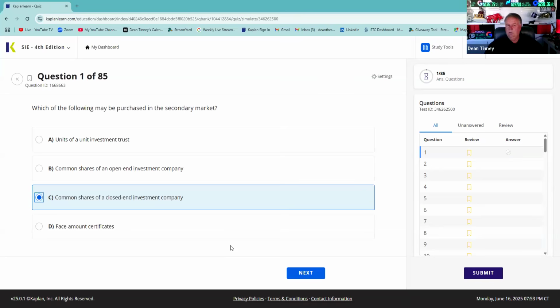Now I have a video that contrasts open-end and closed-end funds, and I have a slide that's very target rich. And make sure you can contrast open versus closed-end funds.